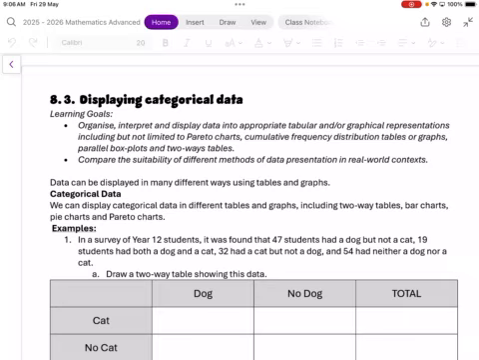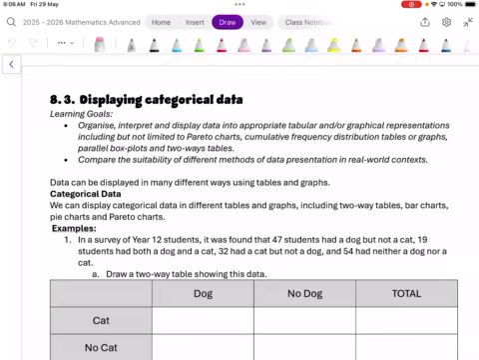Okay, what we are doing is we are looking at displaying categorical data today. So data can be displayed in many different ways. Yesterday we looked at displaying numerical data and on the day before as well. Okay, what we're doing today is categorical data.